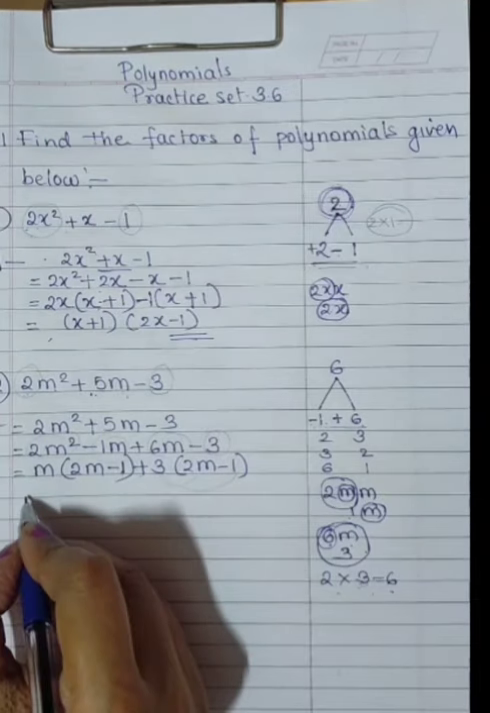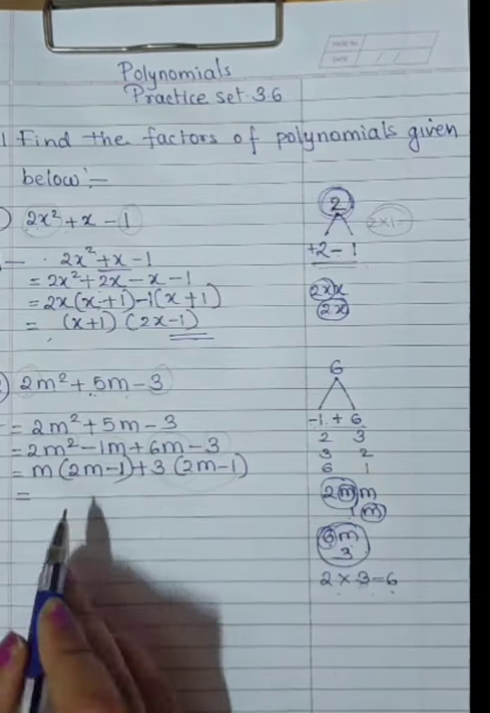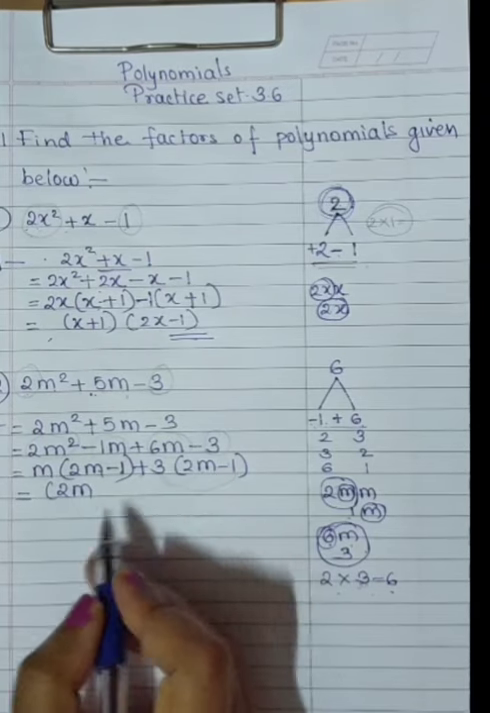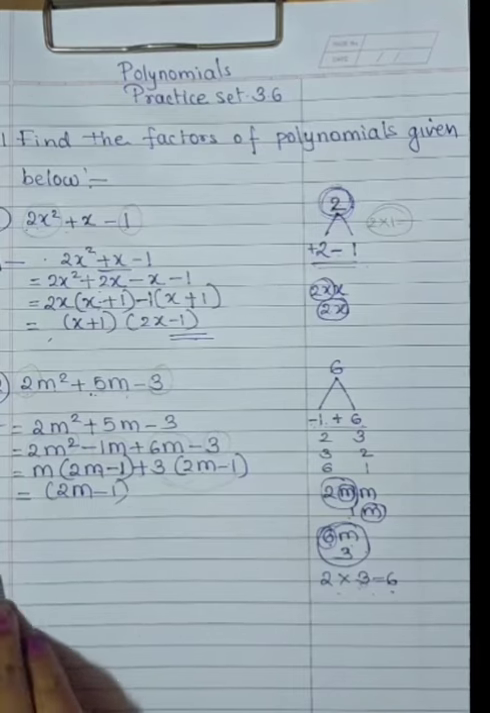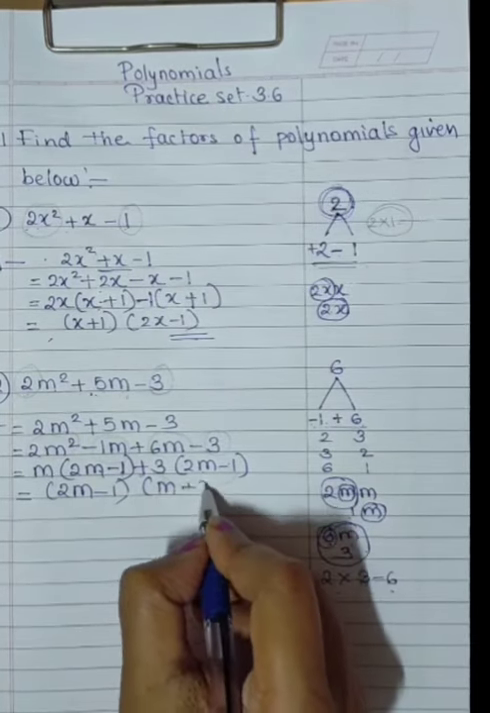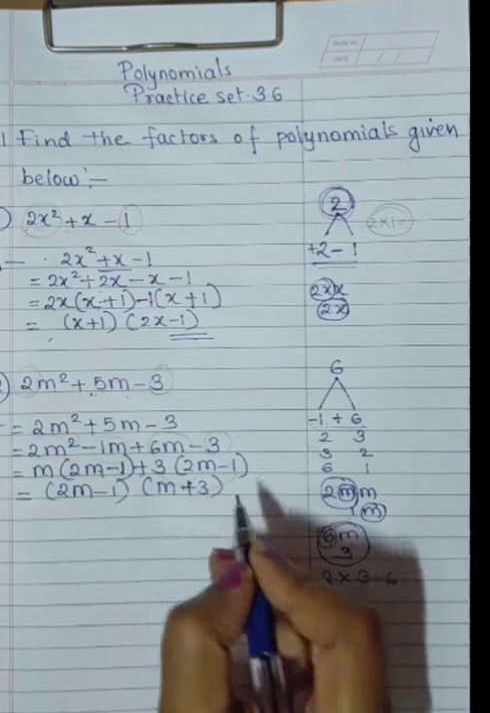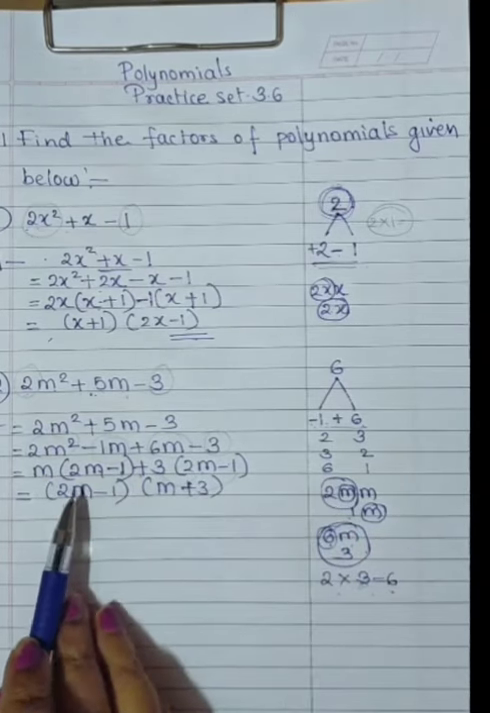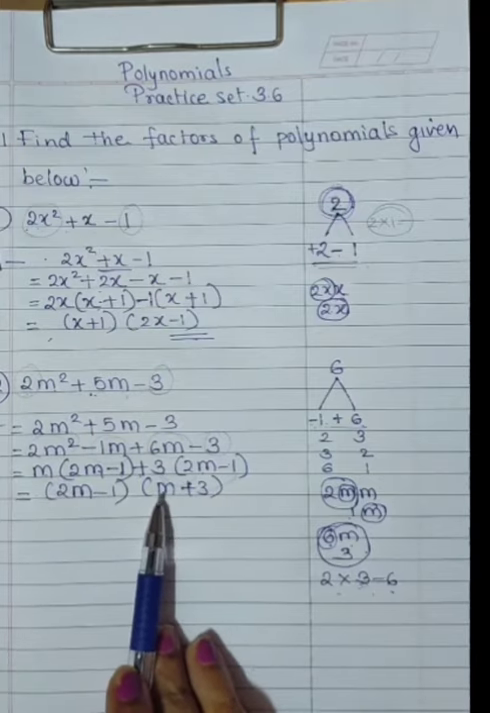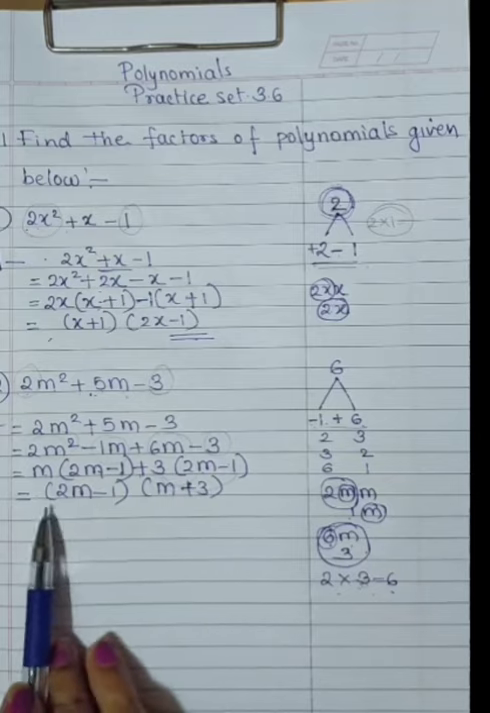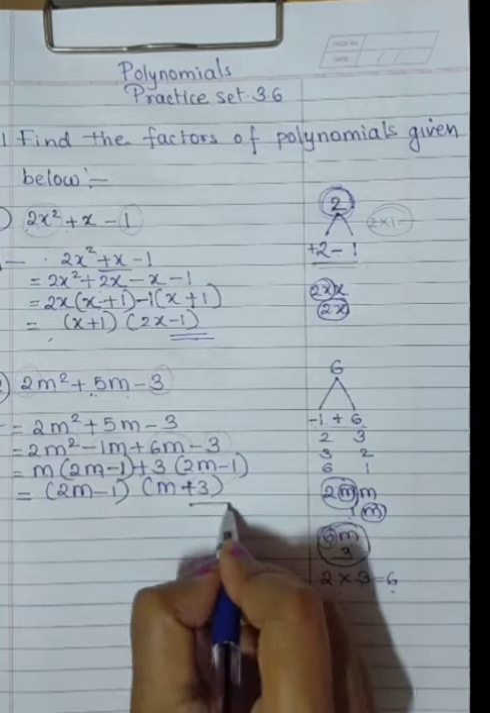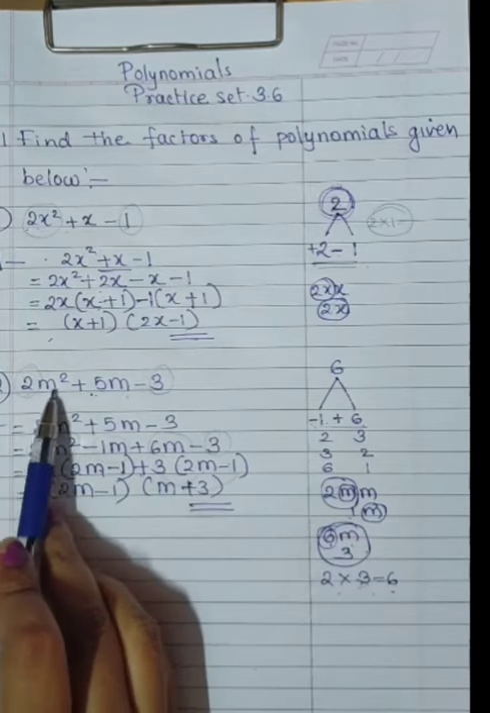The next step is, we will write m, 2m, this is a common factor, 2m minus 1. Now next is m plus 3. I hope you are understanding. We can write this also here, we can write m plus 3 and next 2m minus 1, that is also correct. So here you can see we got the common factor of question number 2, that is 2m square plus 5m minus 3.